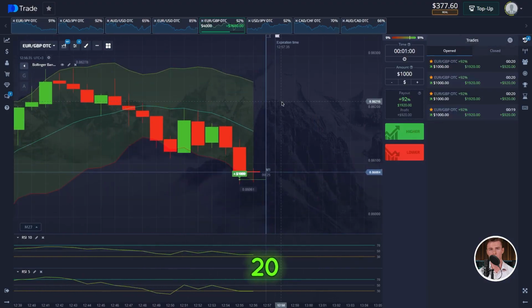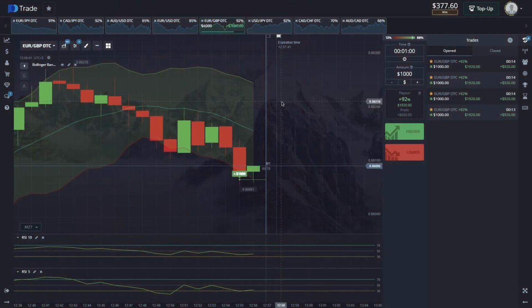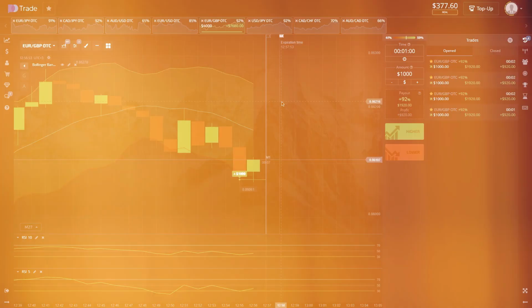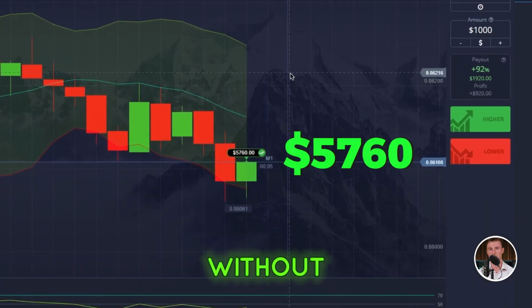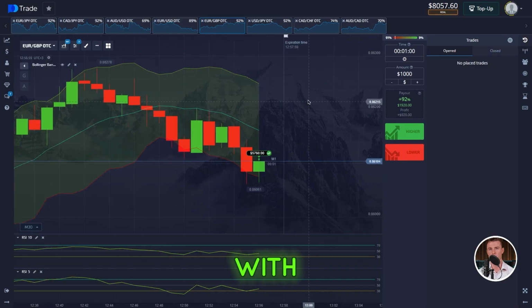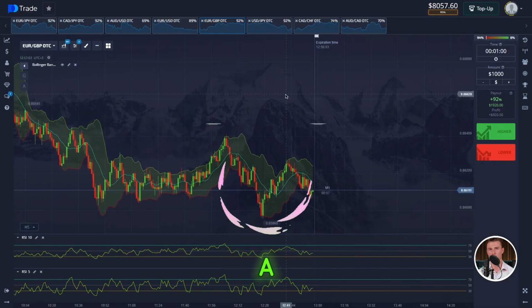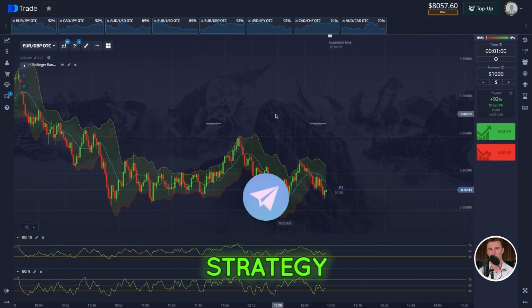There are about 20 seconds left until the trades are completed. Let's observe the result. The last seconds and the deals are closed without problems in a plus. That's the great result we got today. With $100, we made $8,000 using a very simple and easy to learn strategy.